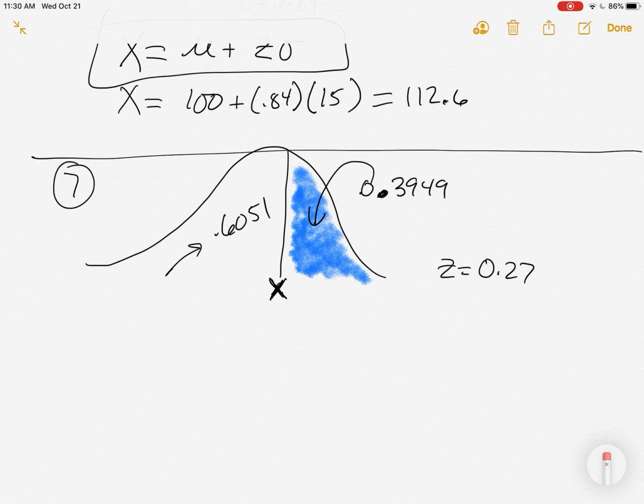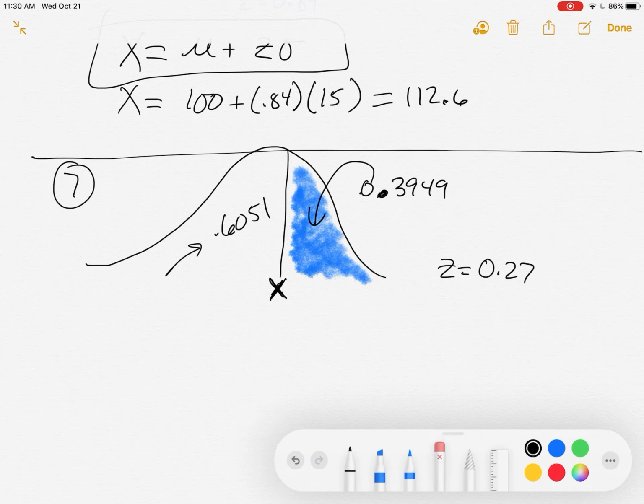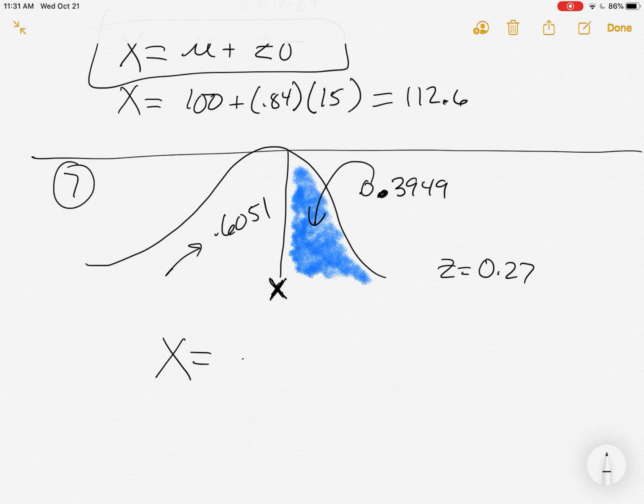But the IQ that we want is 0.27 standard deviations above the mean. So right now, if this was a standard normal problem, we'd be finished. If the mean was 0 and the standard deviation was 1, we'd be done. But it wasn't. So we need to go find out the IQ score by taking the mean and adding to that the Z that we found times the standard deviation.